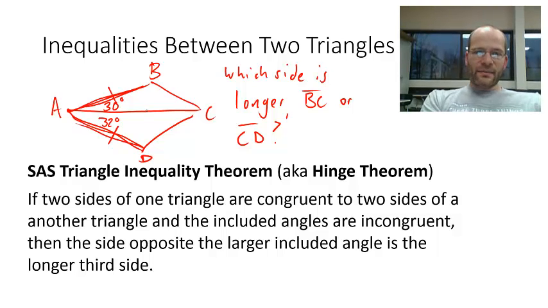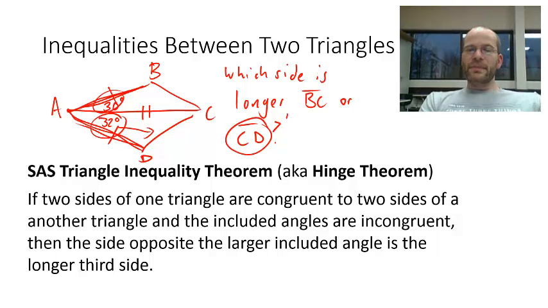And the second side, which is this common side right here, we can see that that's congruent to itself by the reflexive property. So we have two congruent sides. You'll notice that the included angles are incongruent. We have 30 and we have 32. So if we're looking for the longer side, we'd know it's opposite this larger angle, 32. So CD is longer than BC.